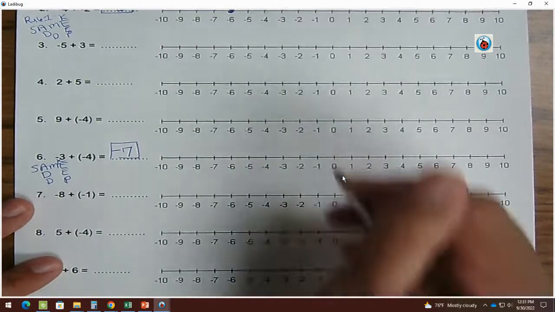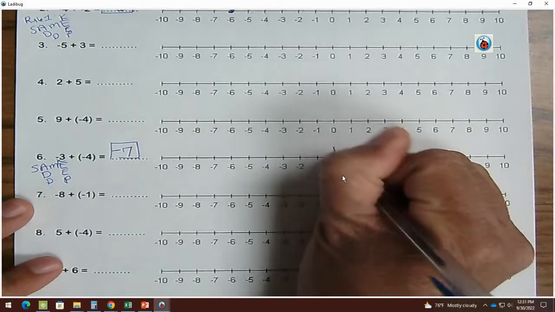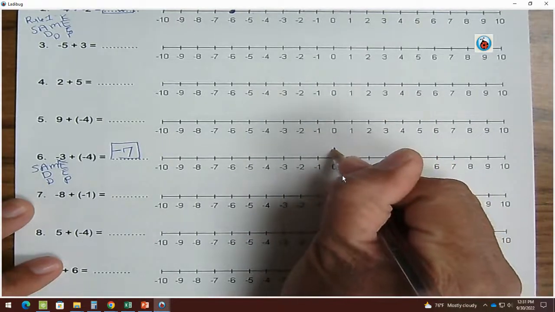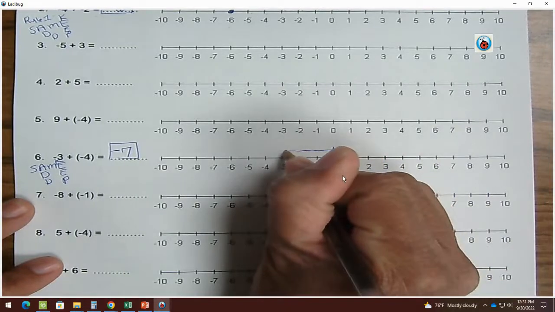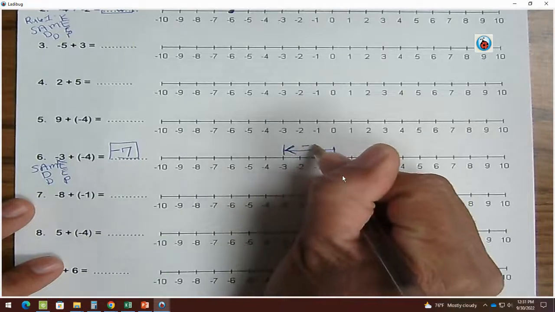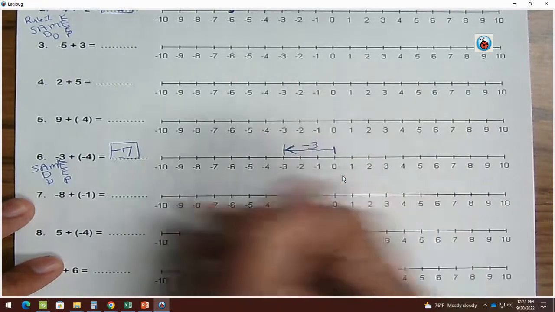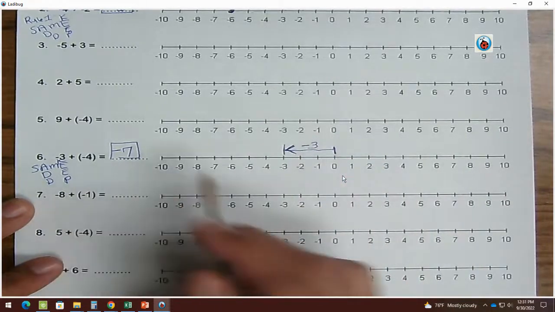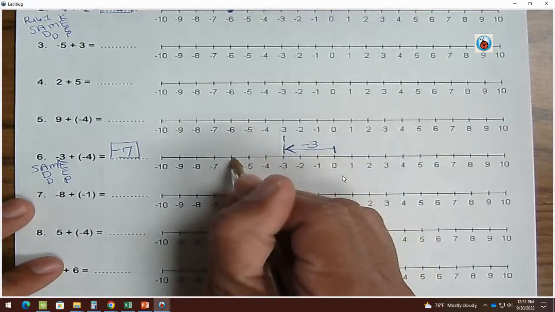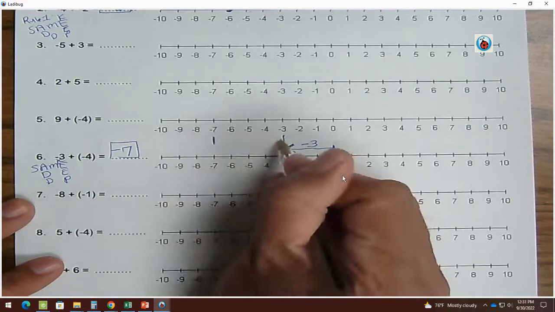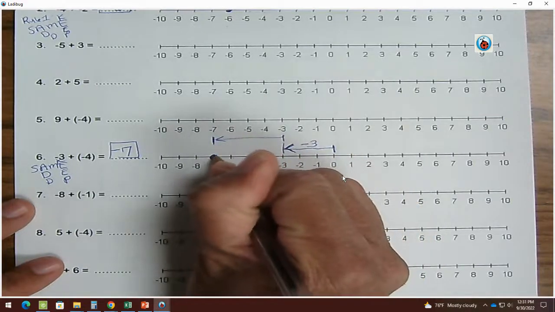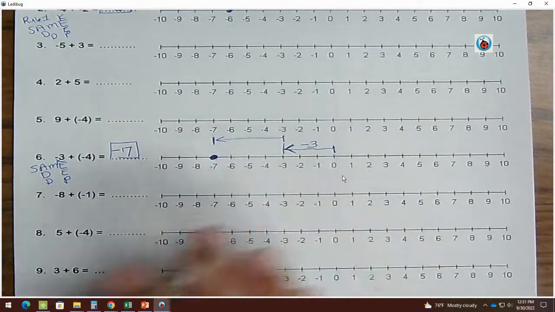So let me model this on the graph. We have 0, and I lost 3. So 1, 2, 3. Put the arrow in front so you can show what direction you're going. So you're losing. And then I lose 4 more, so I'm going to put a little mark on top, and I'm going to lose 4 more: 1, 2, 3, 4. And that's why the answer is -7. And that's the way you do these.